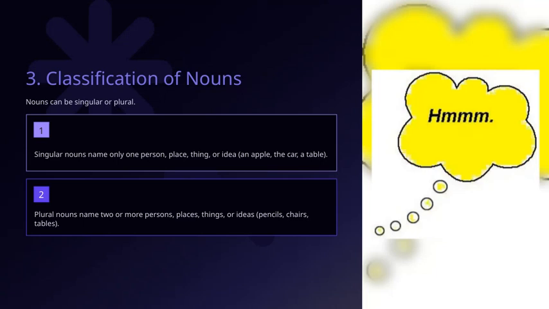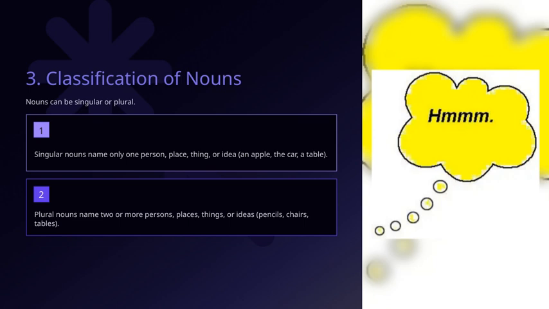Now let's talk about the classification of nouns. Nouns can be either singular or plural, which is an important distinction to understand. Singular nouns refer to just one person, place, thing, or idea. For example, you might say an apple, the car, or a table. These all point to a single item.